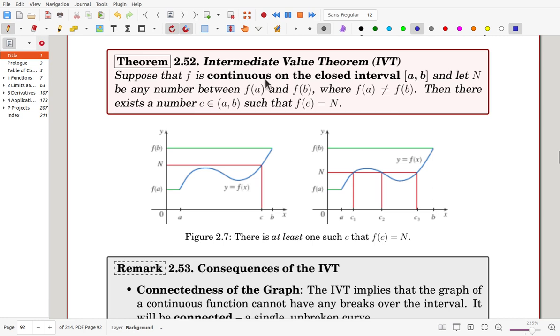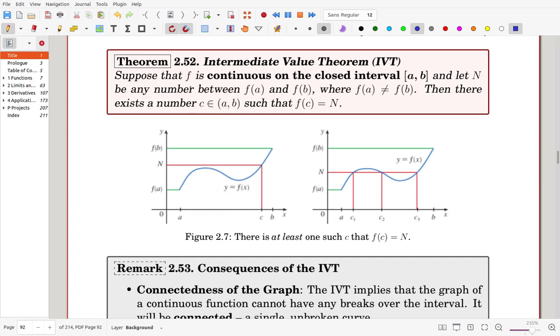Suppose that f is continuous on the closed interval [a, b], and let n be any number between f(a) and f(b), and here we assume f(a) is not the same as f(b). Then there exists a number c between a and b such that f(c) is n. If you read this mathematical statement, it's not easy to understand. But let's consider these figures, then you can understand quite easily.